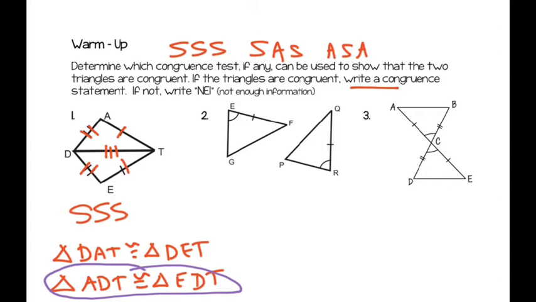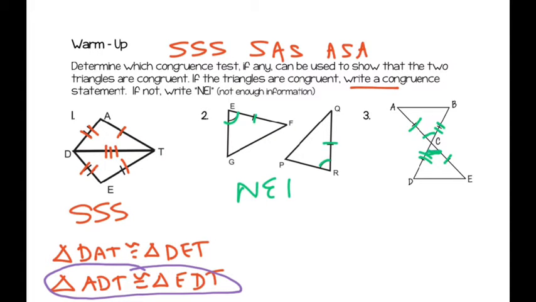Okay, number 2, we have got an angle and I've got a side, but I don't have anything else. Two pieces is not enough here, so angle and side, that does not do it, so I do not have enough information. Okay, number 3, I've got these two sides, these two sides, and then I've got these vertical angles.